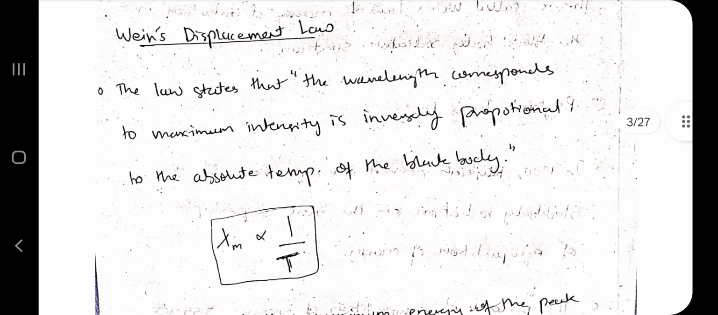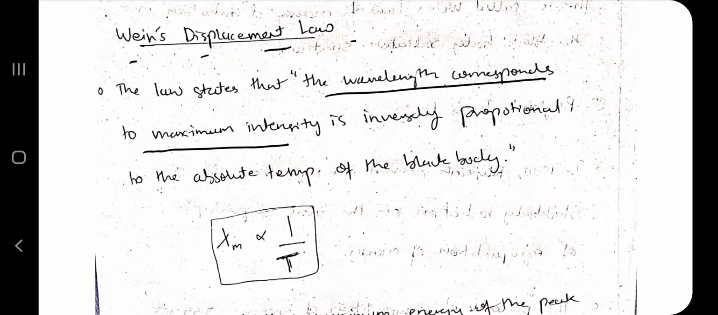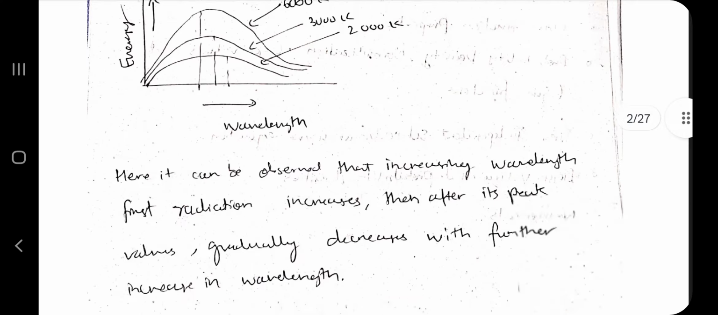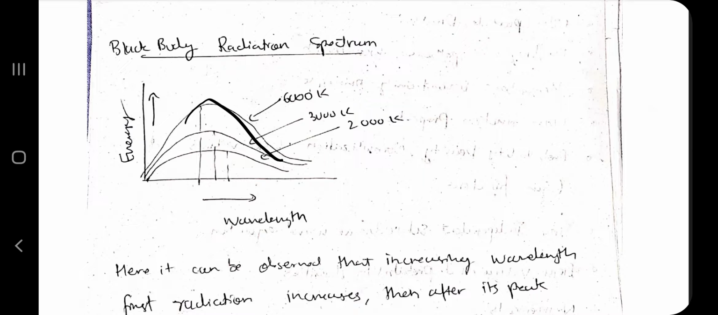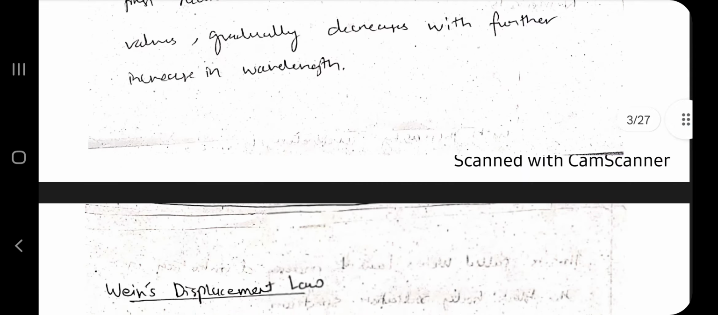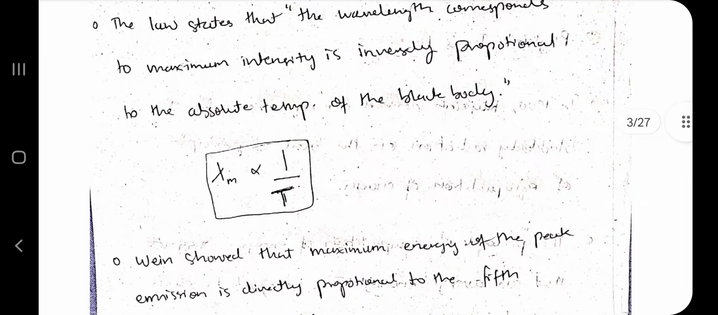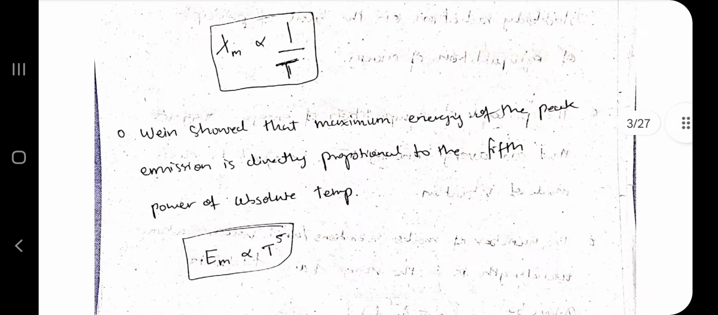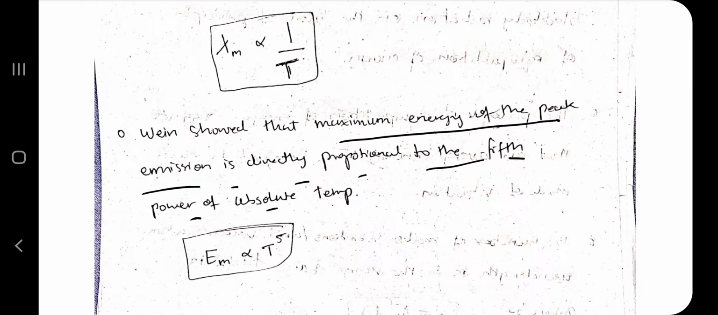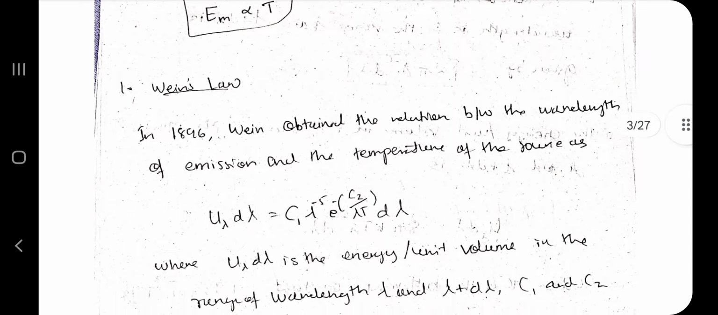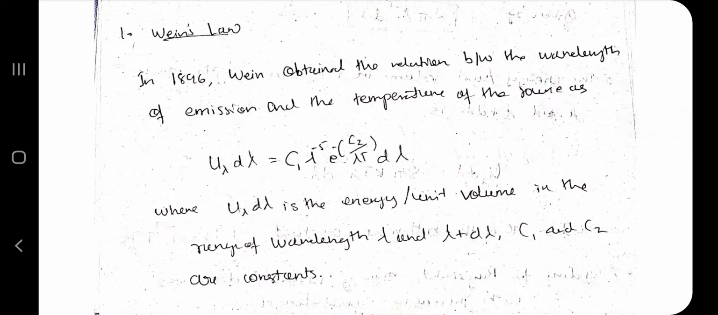The first one is Wien's displacement law. This law states that the wavelength corresponding to the maximum intensity is inversely proportional to the absolute temperature of the black body, because as the temperature increases, we observe that the wavelength gradually decreases. So it is inversely proportional. Wien also showed that the maximum energy of the peak emission is directly proportional to the fifth power of the absolute temperature. This is another derivation of Wien's law, and this is the more formal representation of it.